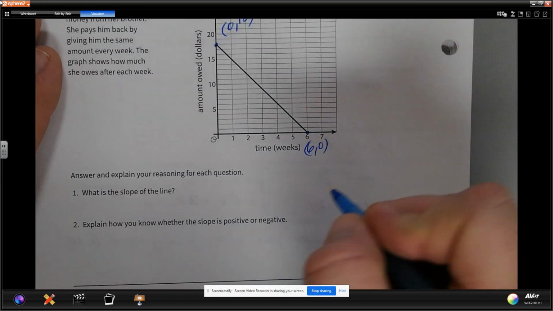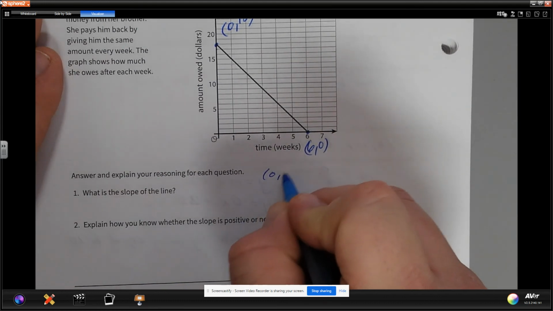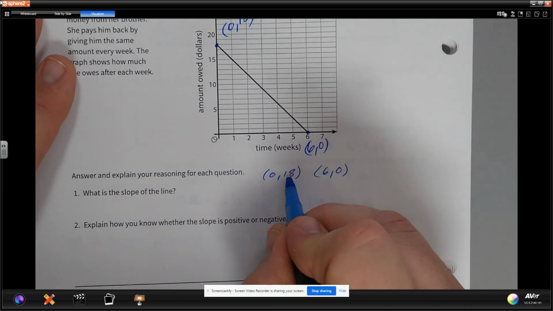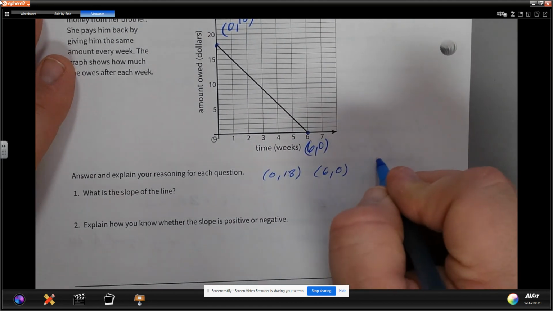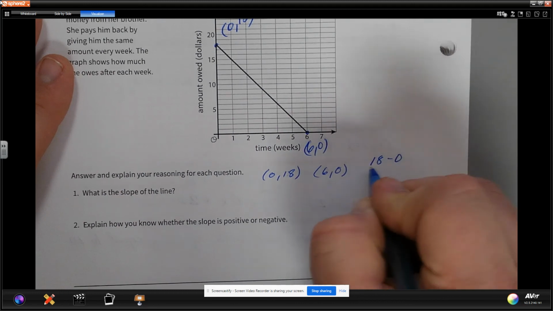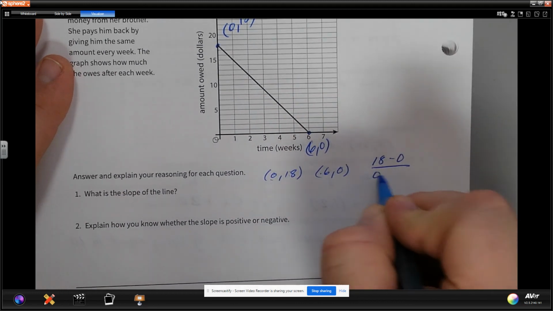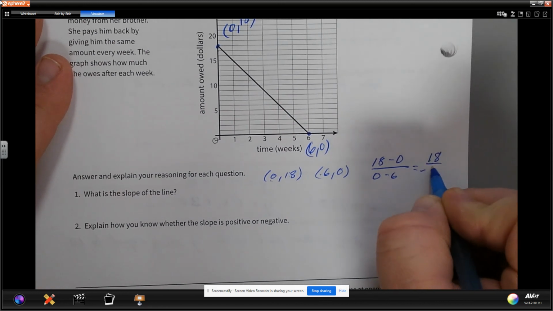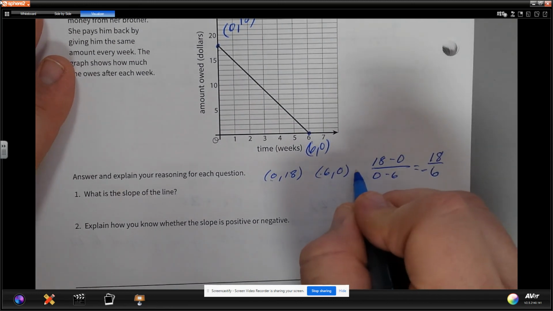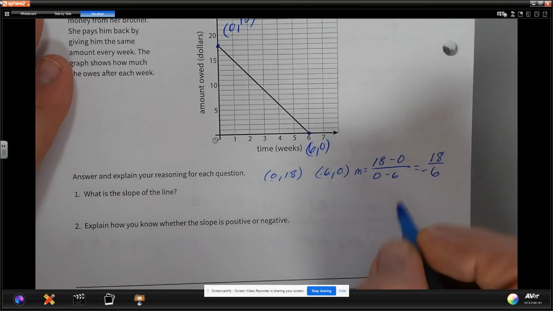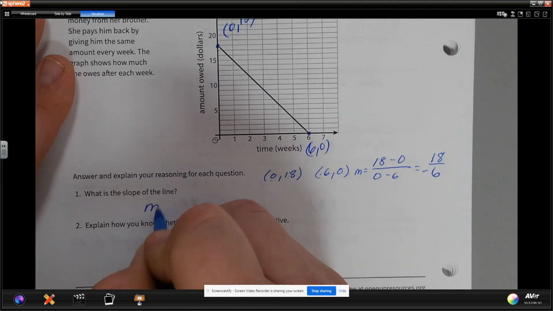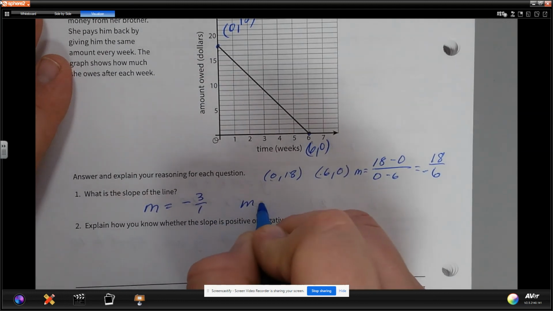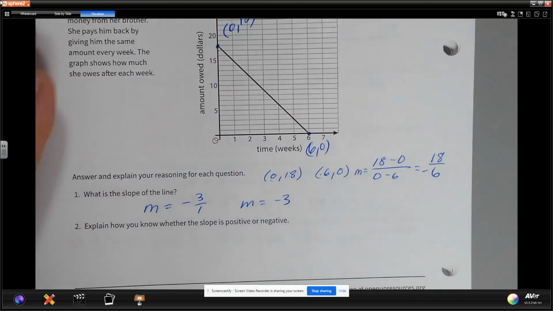And so what we want to do is take my two ordered pairs, (0, 18) and (6, 0). We find the change in y, 18 minus 0, and we see 0 minus 6 for the change in x, which gives us 18 over negative 6. And when we simplify 18 divided by negative 6, that tells us that the slope is equal to negative 3 over 1, or just simply negative 3.